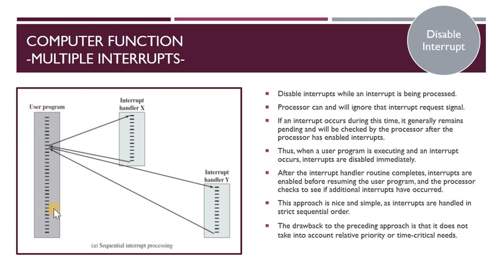So this is the user program and the interrupt happens here. When the interrupt happens, the processor will go to the interrupt handler and run the interrupt handler operation until the end of the interrupt handler. And then the processor will check if there are any additional interrupts that occurred in the user program. And if there are, it will go to the next interrupt handler and process it until the end of the interruption process, and it will pass back to the user program. So this one is one by one, or sequential, interrupt processing order.